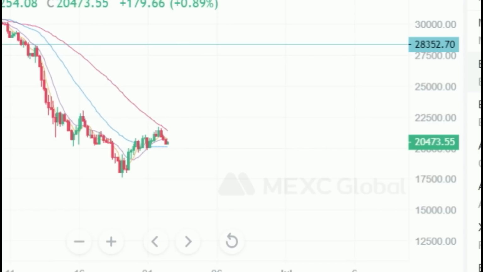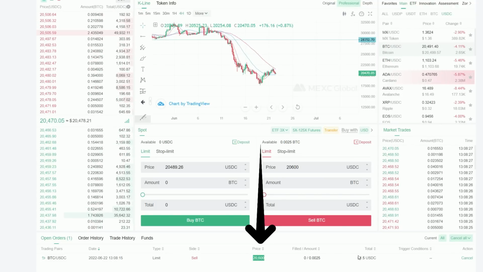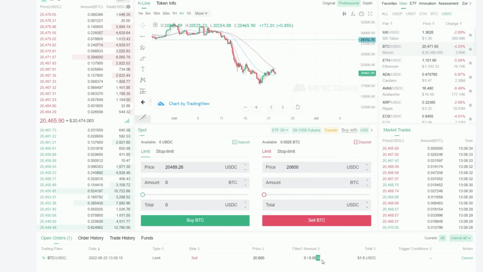Instead, you will see the open order down here. You have the price at which I want to sell it at, the total in USDC at which it will be sold, and also, of course, the total amount of Bitcoin, which I want to sell at that price.